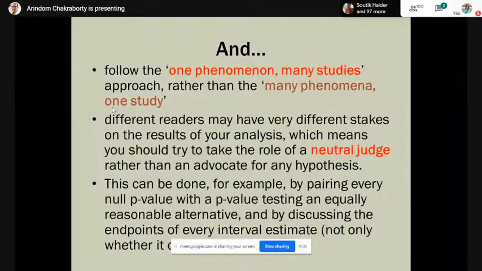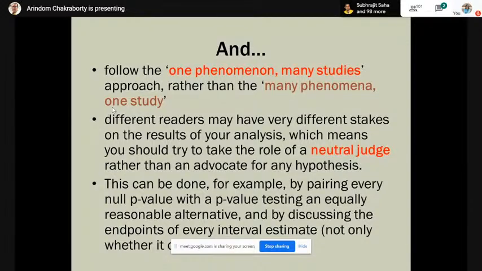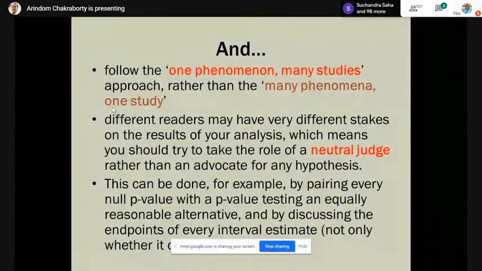And this can be done, for example, by pairing every null p-value with a p-value testing an equally reasonable alternative, and by discussing the endpoints of every interval estimate. So once you get the p-value, your work doesn't end. You start from that point and try to see, in a more holistic way, what sort of possibilities you have not considered, and you try to consider all those things to make your experiment or analysis more robust.